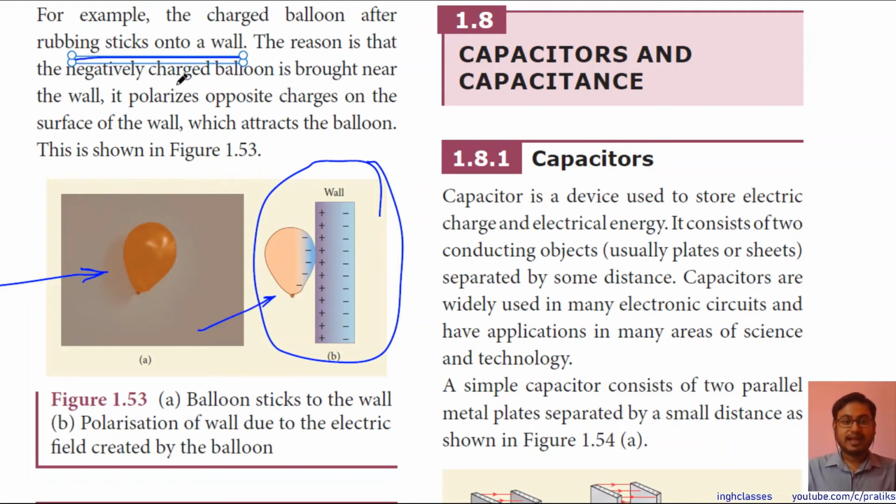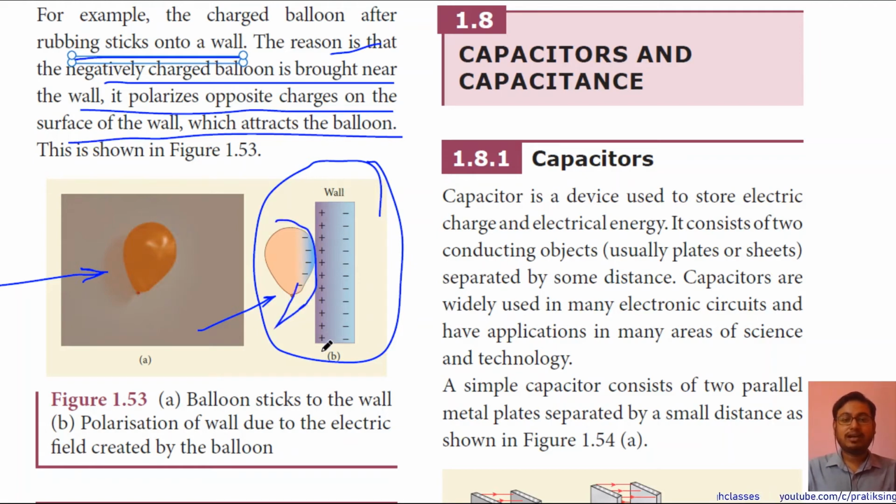The reason is that when the negatively charged balloon is brought near the wall, it polarizes opposite charges on the surface of the wall, which attracts the balloon. That means because of the negatively charged surface of the balloon, the positive charges of the wall come towards this side, this corner, and because of that there is a force of attraction and the balloon sticks to the wall. About this phenomenon we will study in the second unit also.